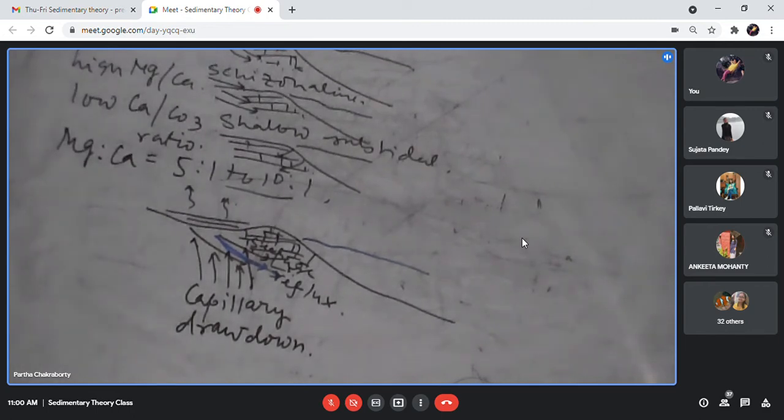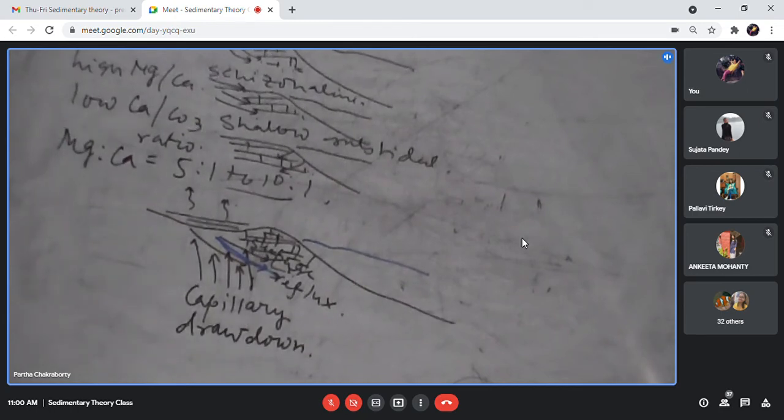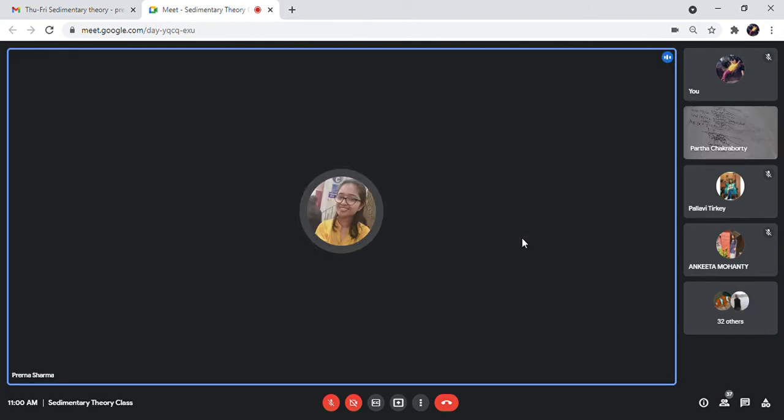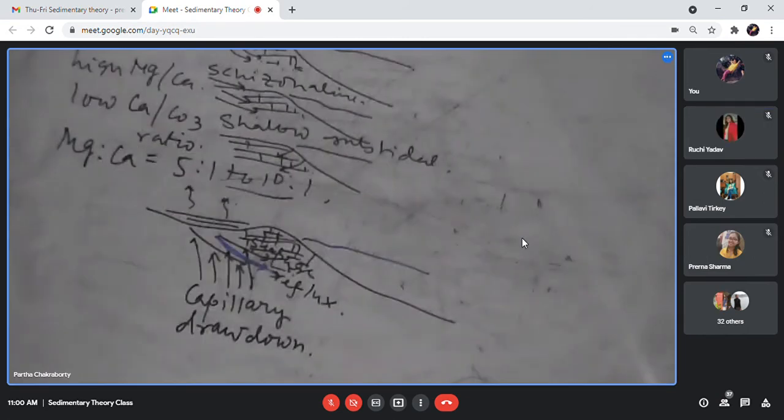Which is a hypersaline model. And the dolomitic solution will have a high Mg/Ca ratio, low Ca/CO3, high Mg/Ca. I think you could get my sense. Yes, sir. Okay.